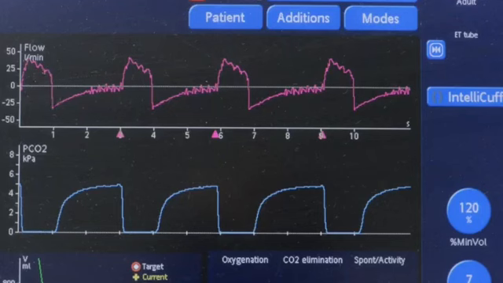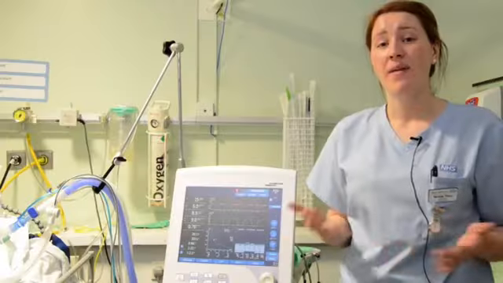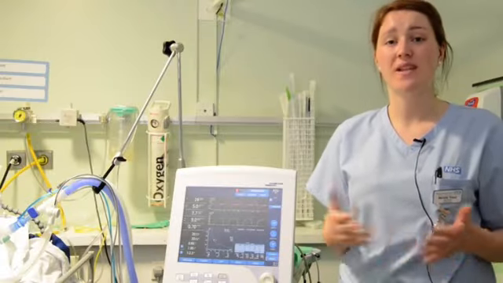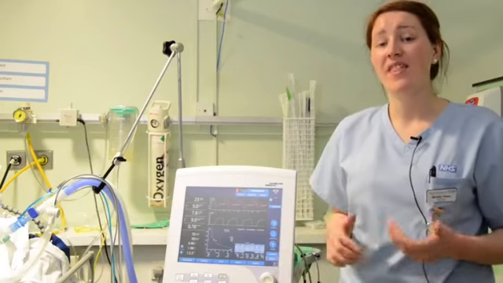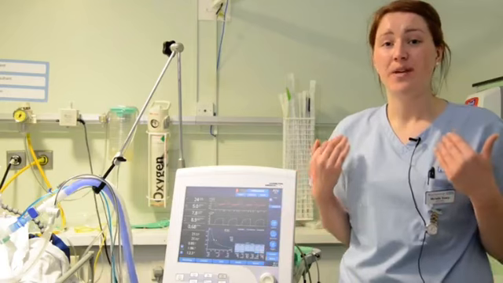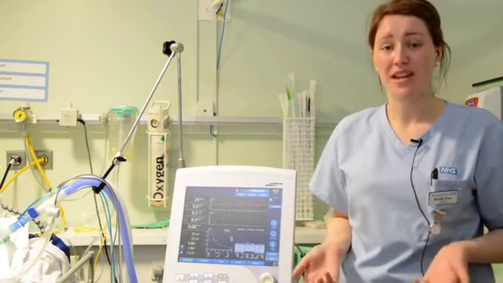Next, I want to show you the ventilator. In intensive care, most of our patients will be ventilated. This is something that will be new to you as a student nurse. You may have had some teaching around ventilation in university, depending on what stage you are at in your training. The ventilator takes over the role of the patient's inspiration and expiration involved in breathing.